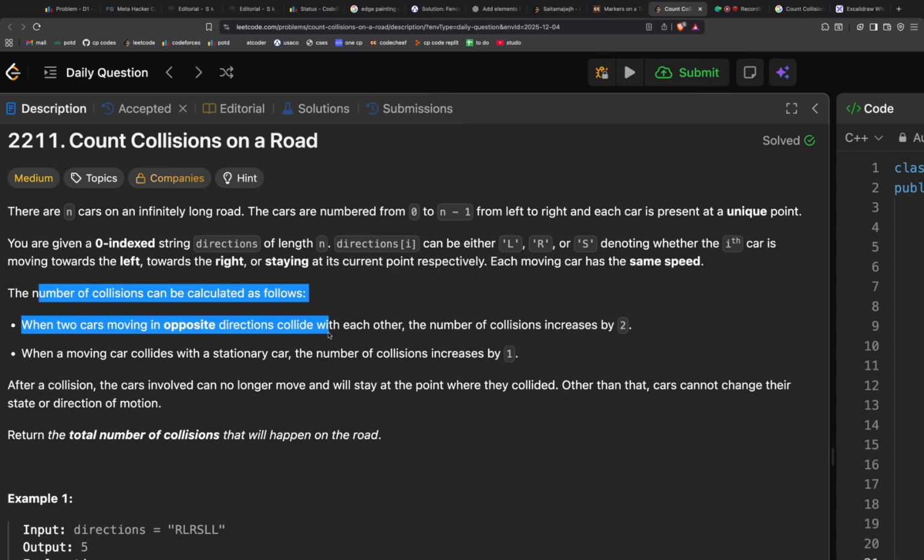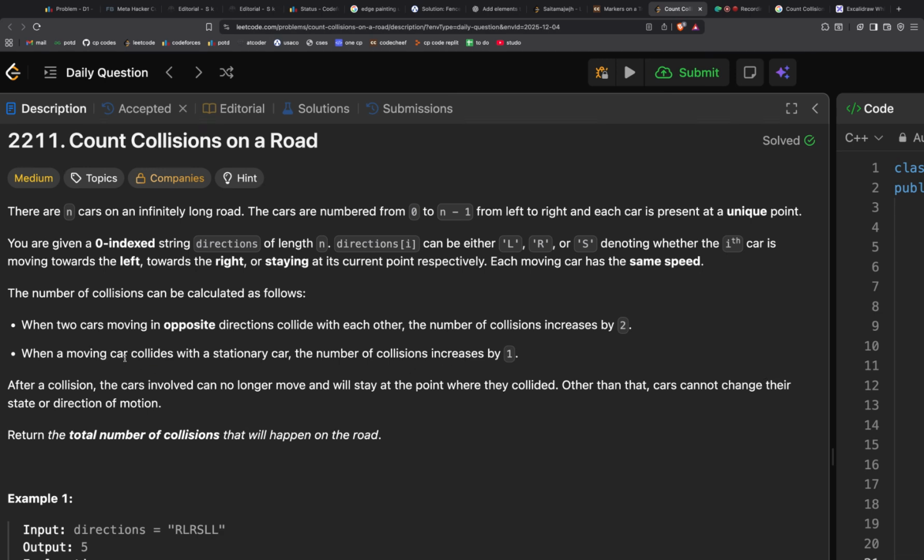The number of collisions can be calculated as follows. When two cars moving in opposite directions collide with each other, the number of collisions increases by 2. So if one car is moving towards the left and the other car is moving towards the right, then both of them will collide, and that would increase the number of collisions by 2. When a moving car collides with a stationary car, the number of collisions increases by 1.